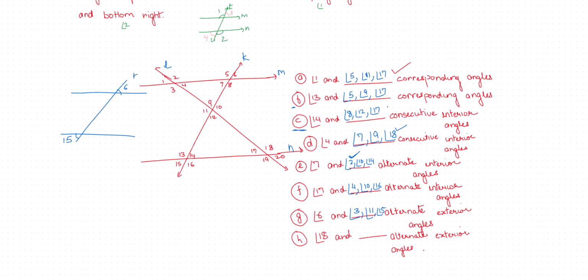Now try to do question H. If we see question 18, 18 is an alternate exterior angle with 15. In this case, we will consider these two lines, K and L, and the transversal is N. So this 18 and this 15 are both alternate exterior angles.